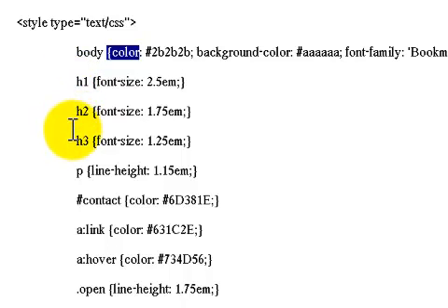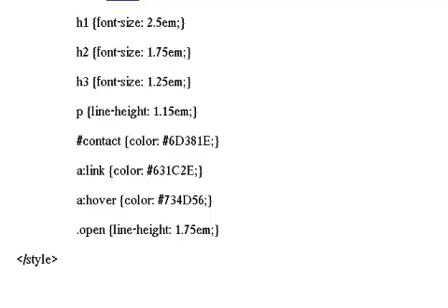I have style rules for my headings that indicate font sizes that are relative to the base font using the EM designation. So I want my first level heading to be 2.5 times normal font size. I want my second level heading to be 1 3/4 the size of the normal font, and then I want my heading 3 to be 1 1/4 times the size of the normal font. And then I have a line height property and value for my paragraphs. I don't want the lines to be really close together, so I've added a little bit of space between the lines using the line height property.